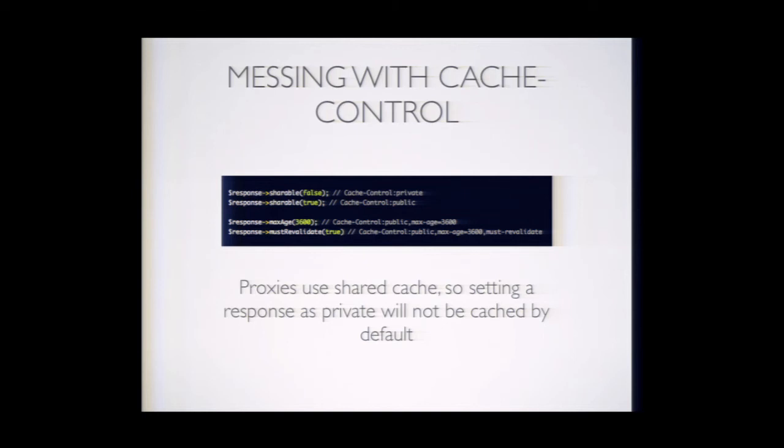You can also set the max age for controlling for how long a cache will be stored in shared proxies, and whether the proxies should ask PHP again if the response changed or not. So you have a lot of options. I encourage you to read the new Cake Response API. You have full control of all the cache headers.